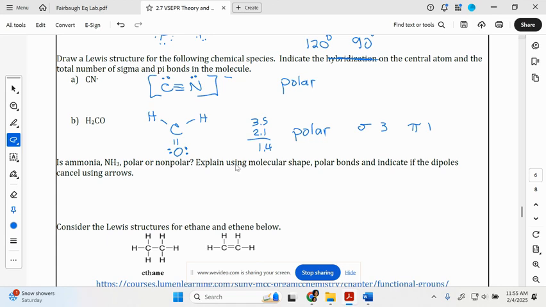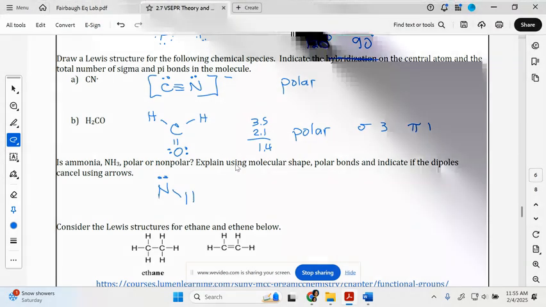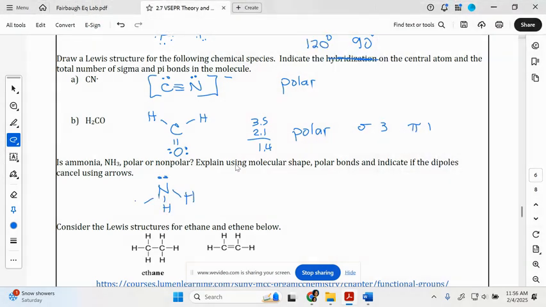Okay. So then the next one is ammonia. Polar or nonpolar? Polar. And this should be just a boom, you got it. Because you see these lone pairs of electrons on this central atom, it is polar all day. You got it.